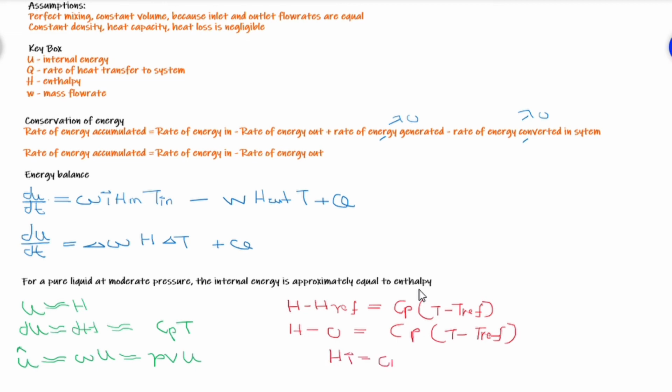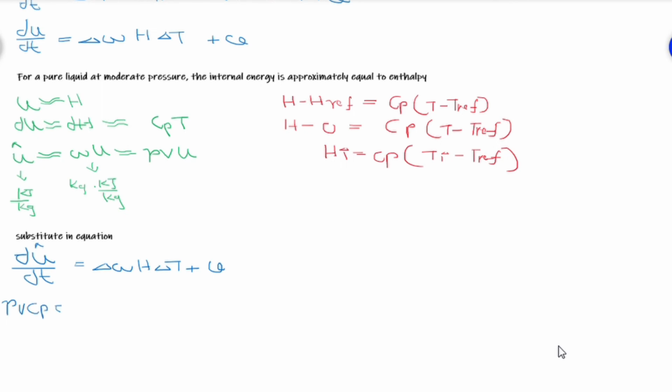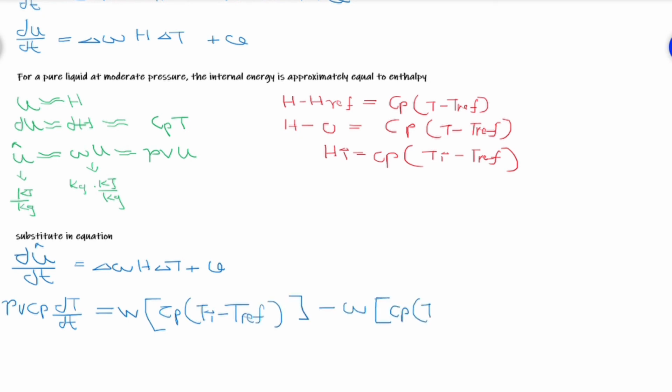We can therefore now go back to the energy equation derived and substitute everything. We managed to obtain the internal energy accumulation to be represented as density, volume, heat capacity, delta T over change in time, and we can also substitute the enthalpy plus the heat transferred to the system. I really hope this makes sense.